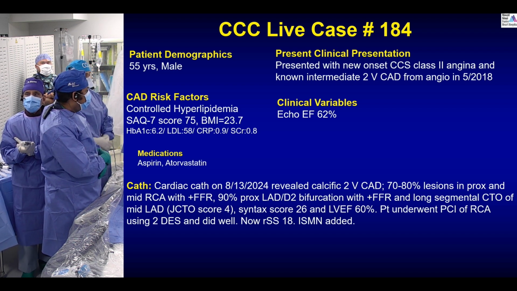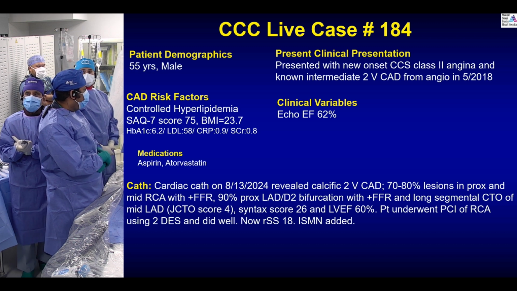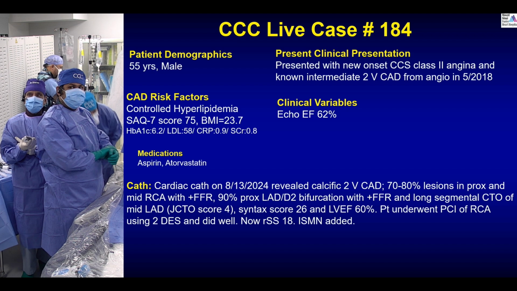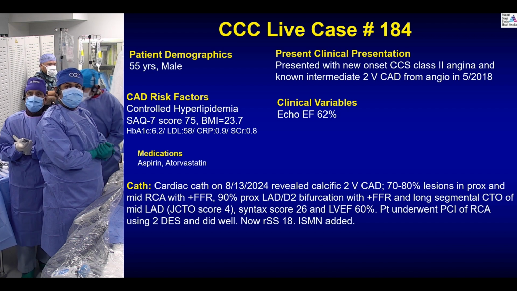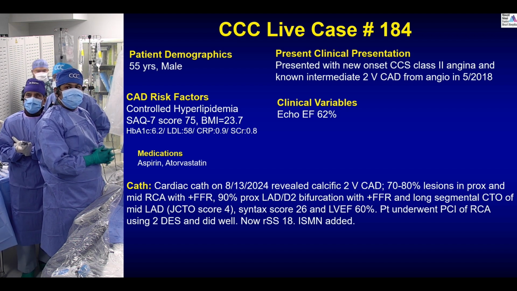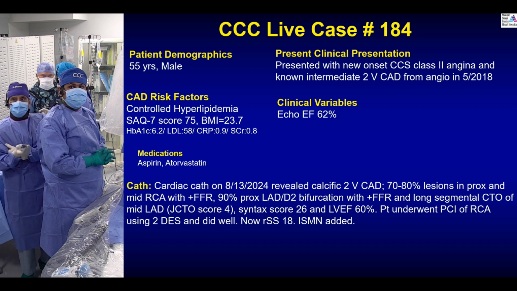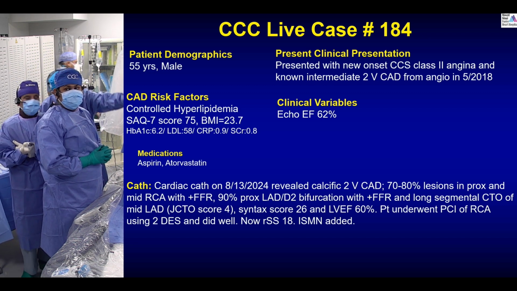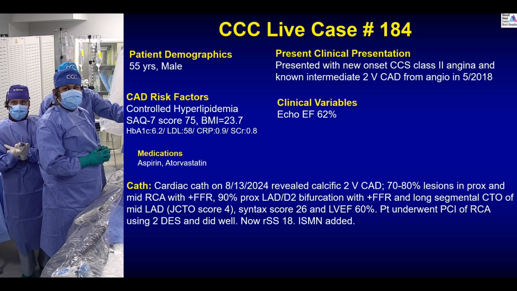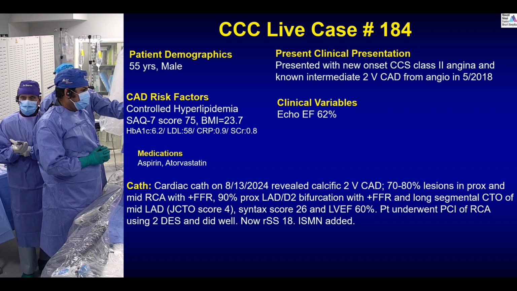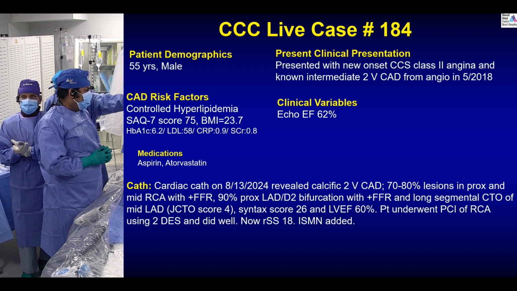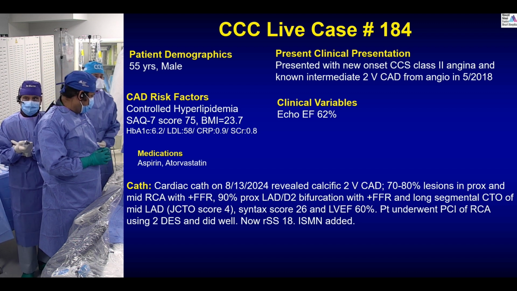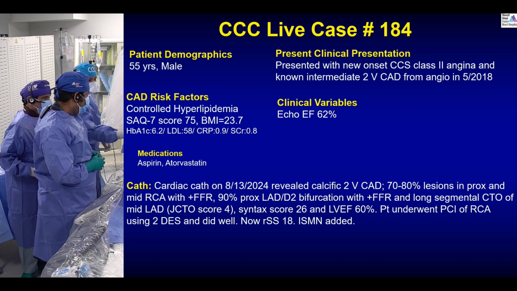He presented a few months ago with class 2 angina and had a known intermediate 2-vessel CAD about 6 years ago. Cardiac Cath now revealed 2-vessel disease, RCA and LAD diagonal bifurcation, and the LAD was completely occluded with a very adverse morphology on the JCTO score. All JCTO 4 points are there, and I'm going with a SYNTAX score of 26 and normal EF. Anu will show now. We did the RCA PCI, so show the results now.